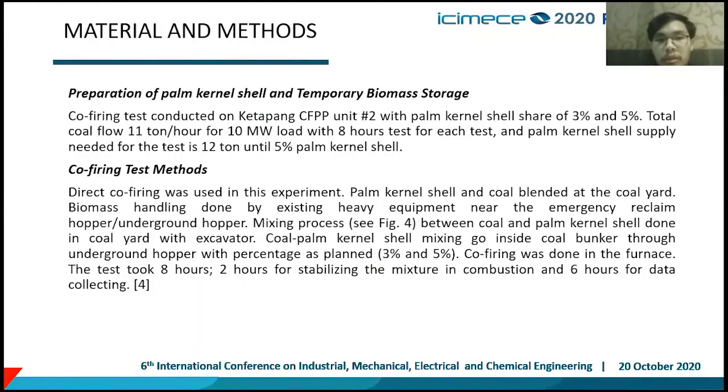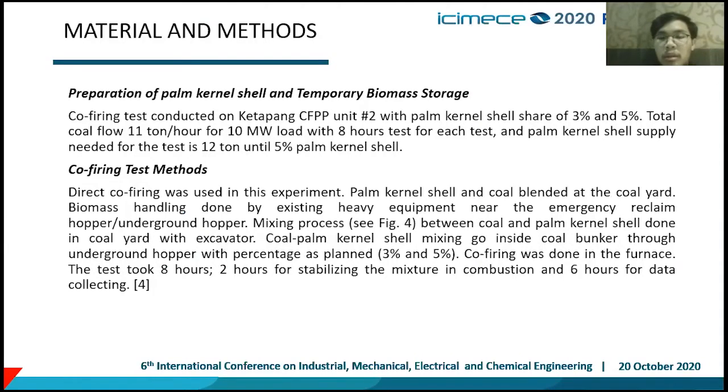So here are the materials and methods. The first one, preparation of palm kernel shell. The co-firing test was conducted on Ketapang CFPP unit number 2 with palm kernel shell percentages of 3% and 5%. The plant fuel flow is 11 ton per hour for a 10 megawatt load. For the test, we took 8 hours, and for the co-firing method, we use direct co-firing.